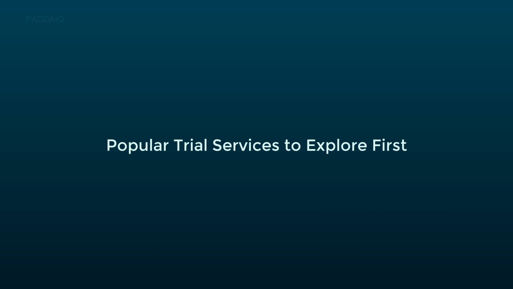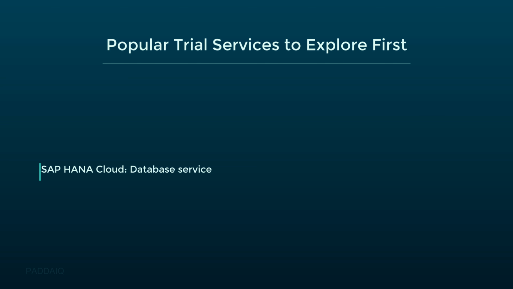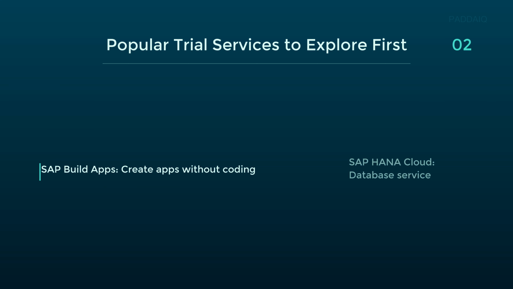Popular trial services to explore first. SAP HANA Cloud Database Service. It's a managed cloud database for storing and processing data at high speeds. For example, an e-commerce site uses it to instantly analyze customer purchases for real-time recommendations.